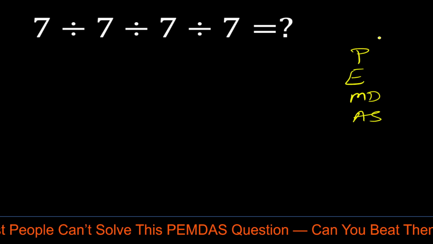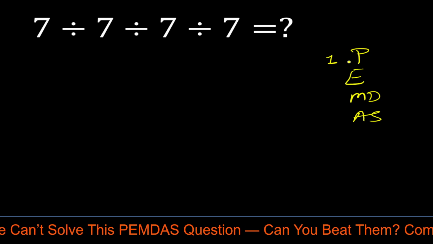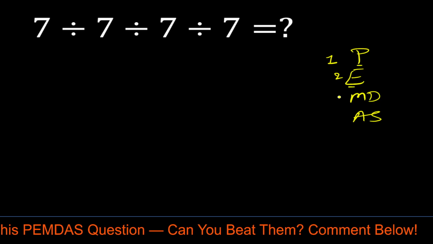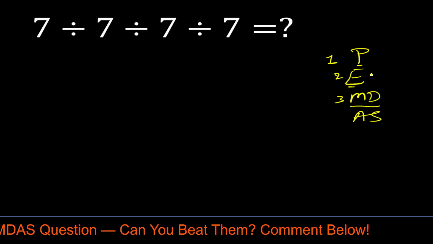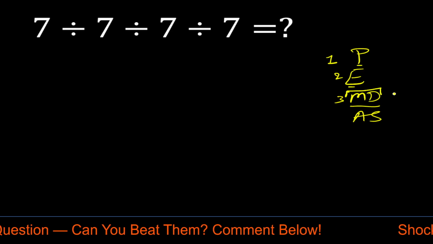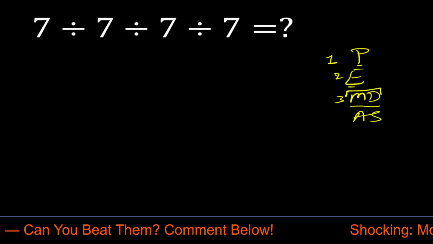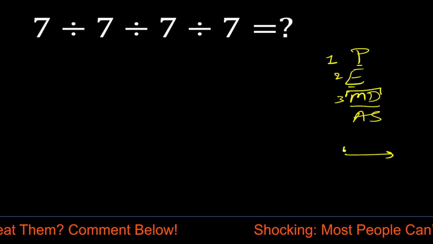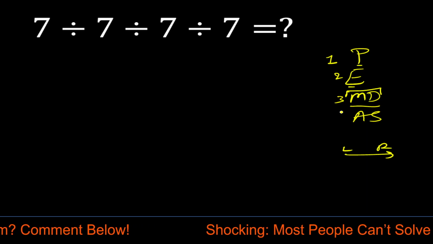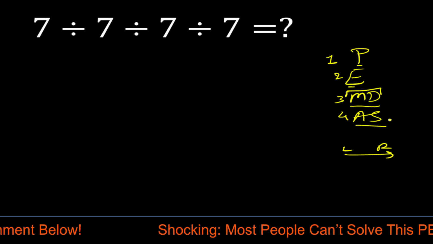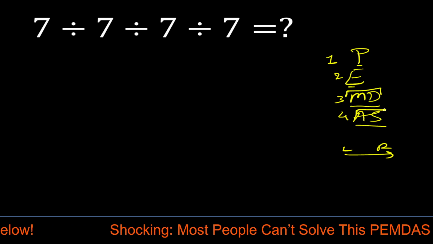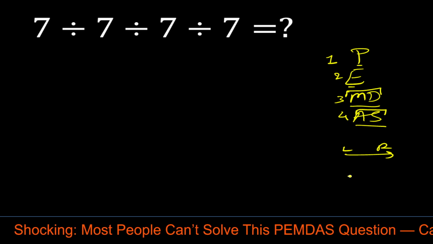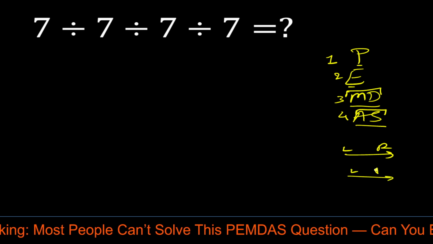P-E-M-D-A-S. According to PEMDAS rule, first priority is parenthesis, then second priority is exponents, then third priority is multiplication and division. Here multiplication and division both have equal priority. So we have to solve it from left to right. Then fourth and last priority is addition and subtraction. Also addition and subtraction both have equal priority. So we have to solve it from left to right.